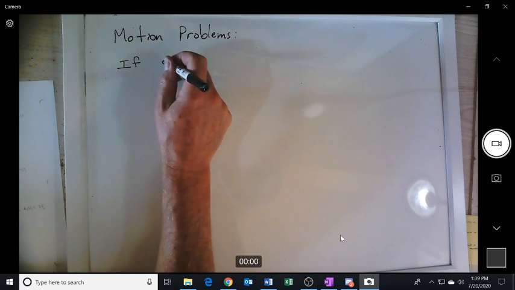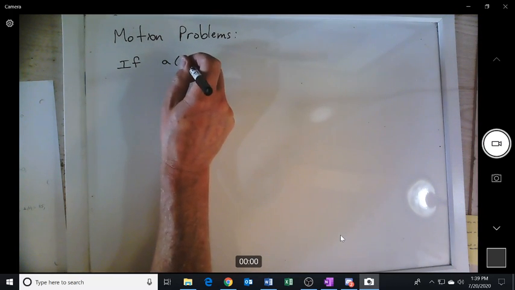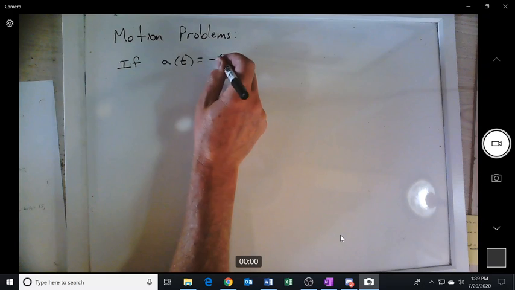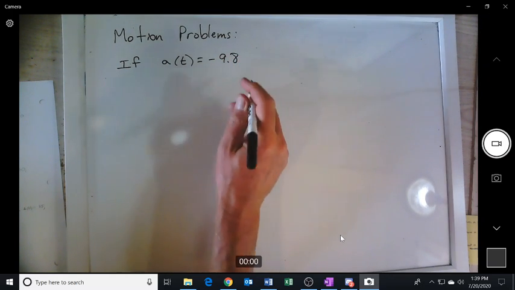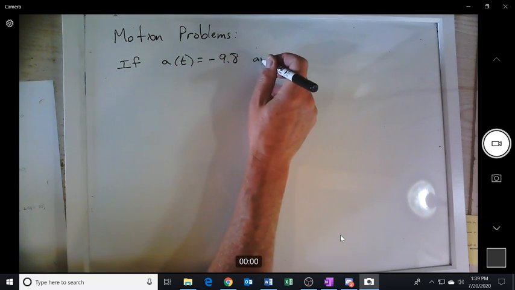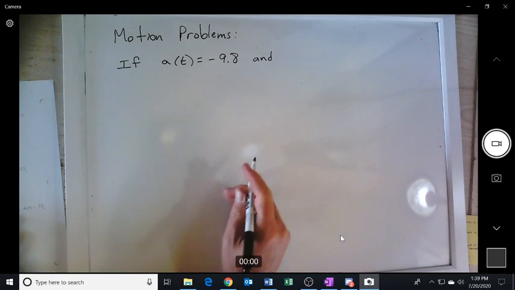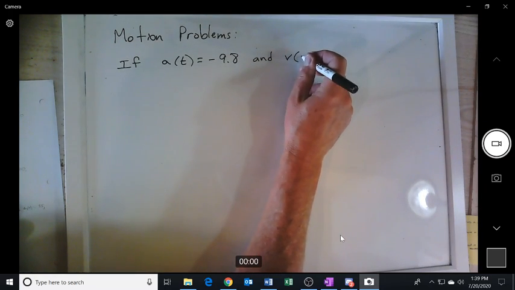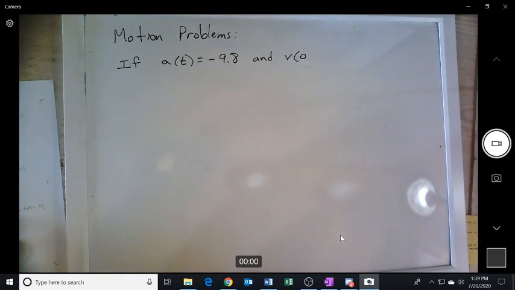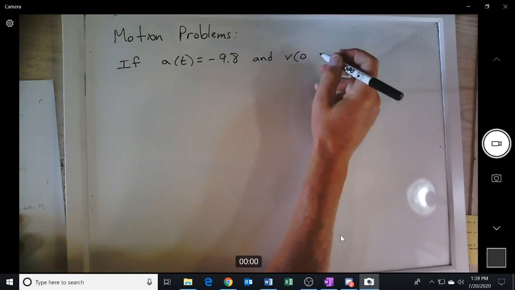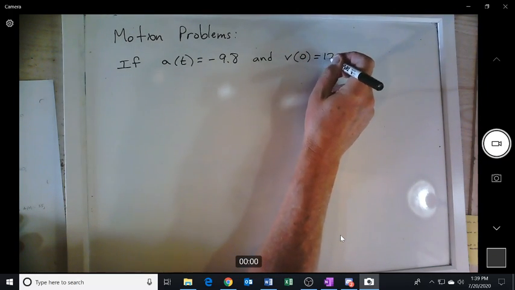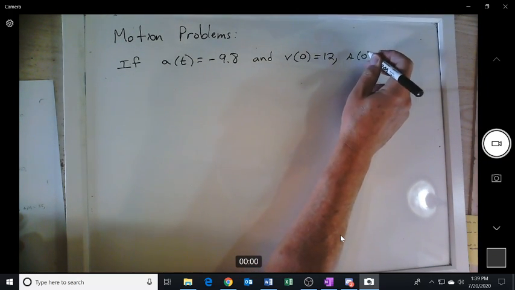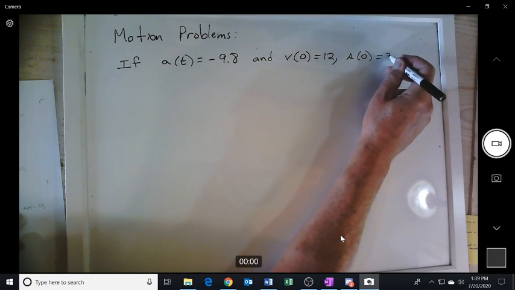If all we're given is the acceleration, we'd also need to be given some initial conditions. V sub 0 is 12 and S sub 0 is 35.